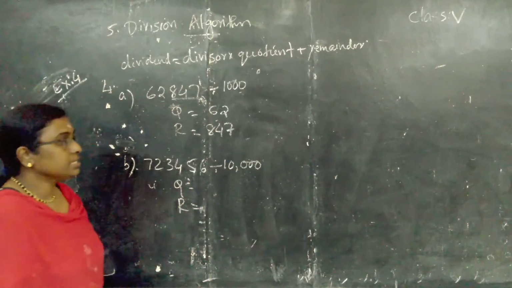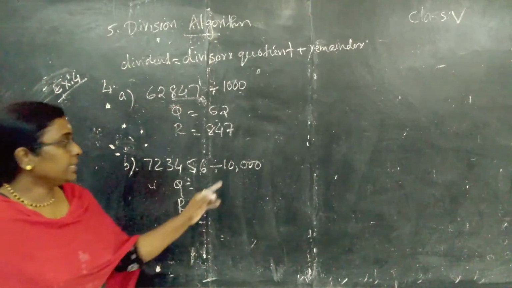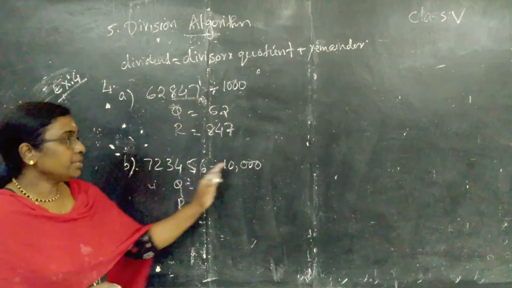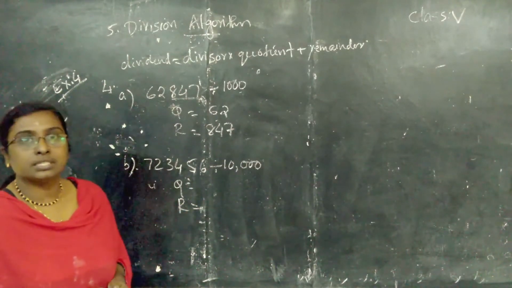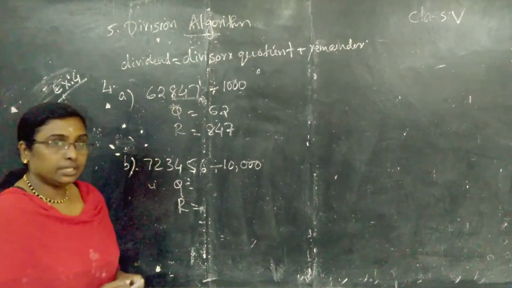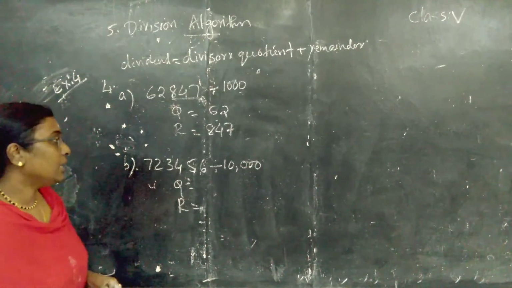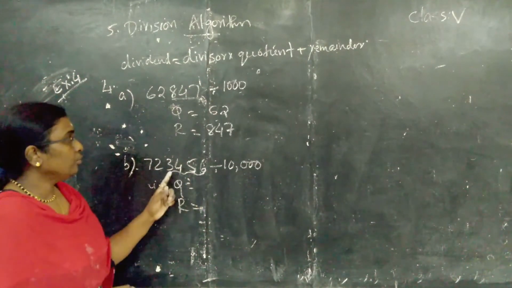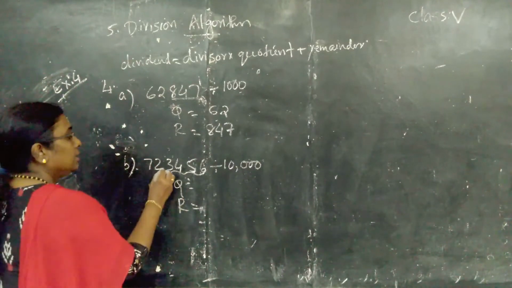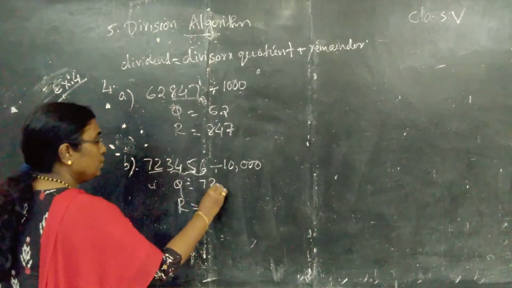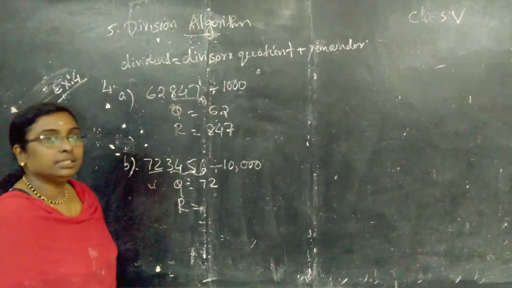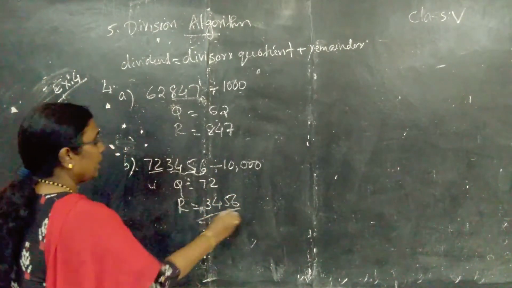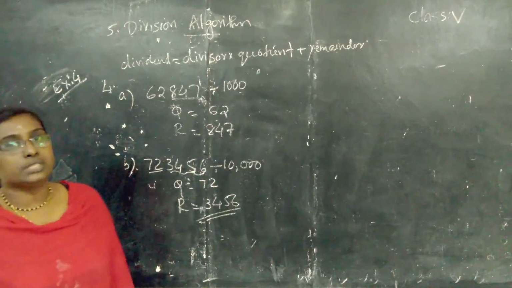Okay. In the second question, what is the quotient and remainder? We have to divide this number by 10,000. In 10,000 there are 4 zeros. In order to divide a number by 10,000, to get the quotient, we remove the last 4 digits. The quotient is 72. These 4 digits form the remainder, 3456.